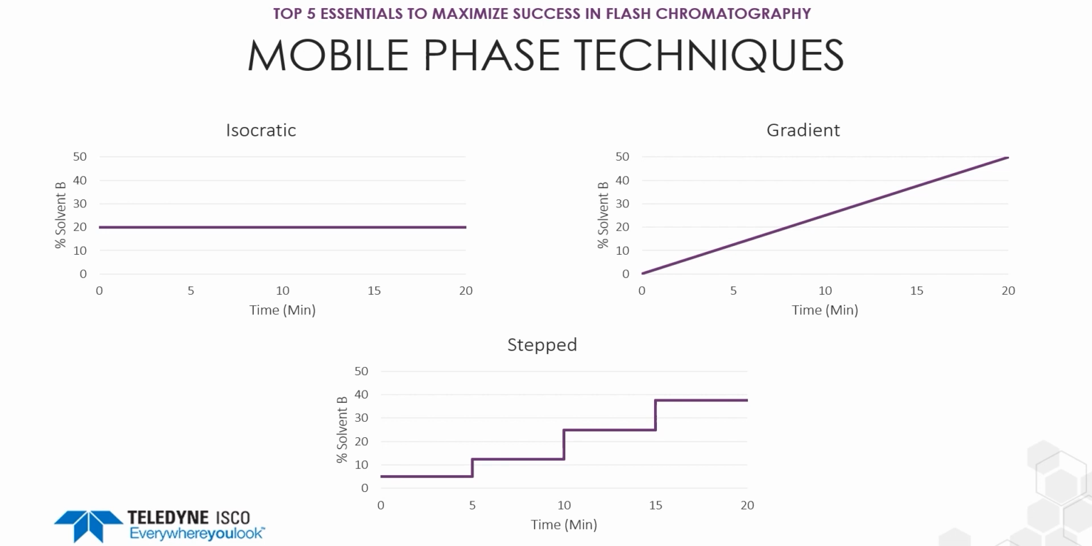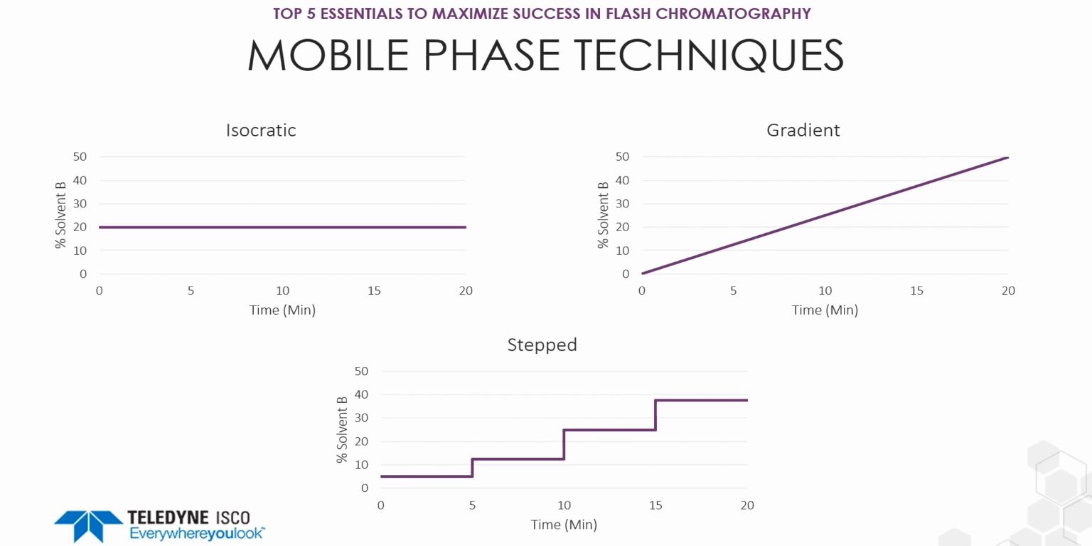We could also run a gradient run, which is going to increase the amount of solvent B as the run continues to go. So it's going to go from 0 to 50% B over a course of 20 minutes. We can also look at stepped gradients, which is just a bunch of isocratic runs with increasing amounts of solvent B throughout the run. Each of these techniques has its own advantages.